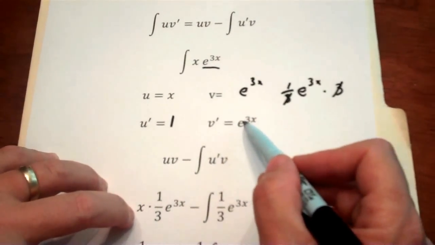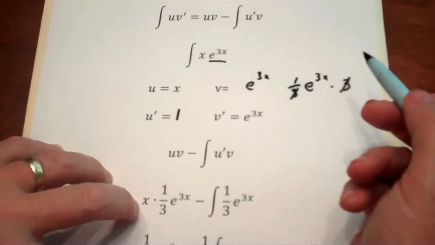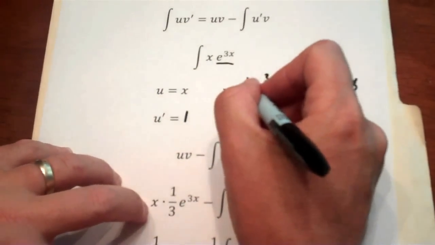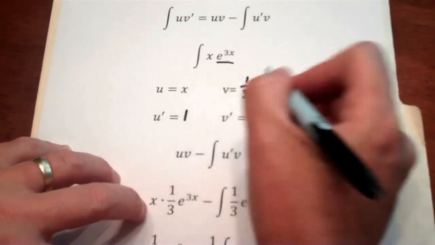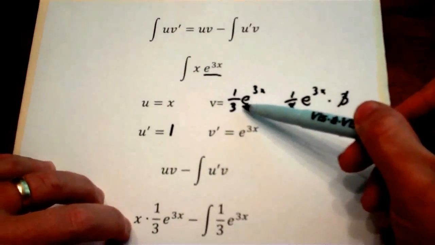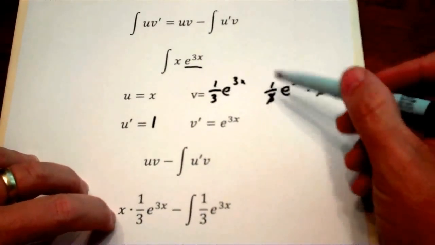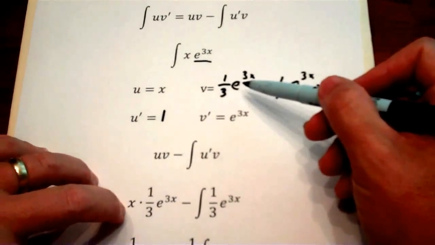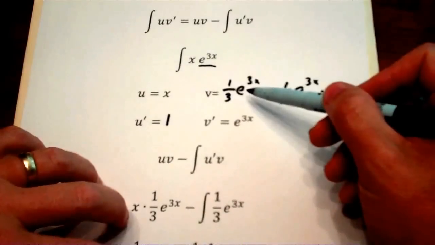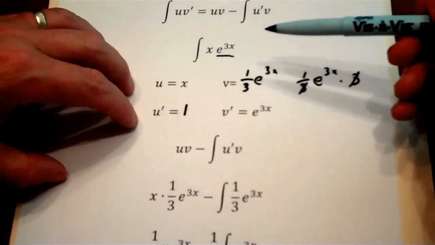So when I integrate, I essentially divide by the derivative of what's inside. So I divide by that 3, or multiply by the 1/3. That needed to be there in advance, so that when I took the derivative of e to the 3x, it would cancel out the 3. So I now have the value for v. At this point, the hard work is done. I merely substitute these into my formula.